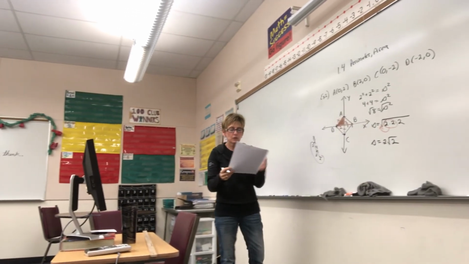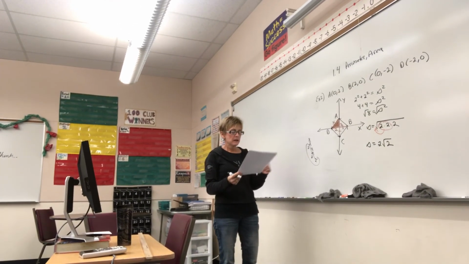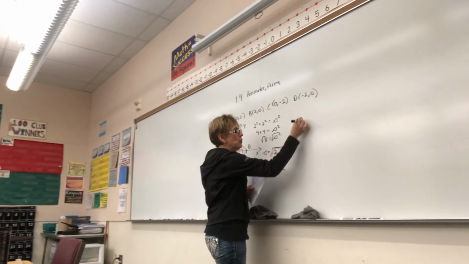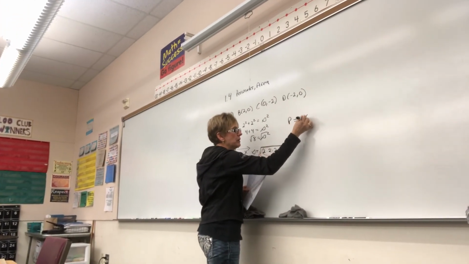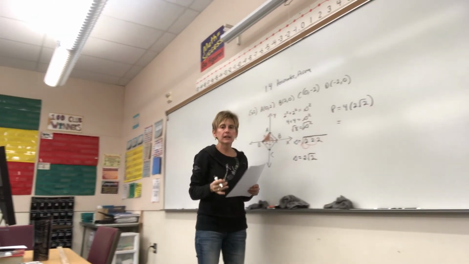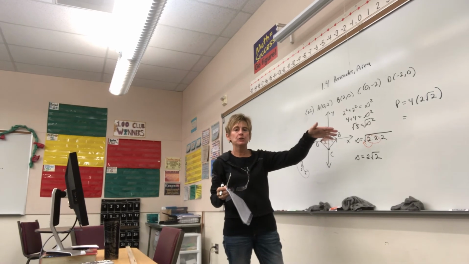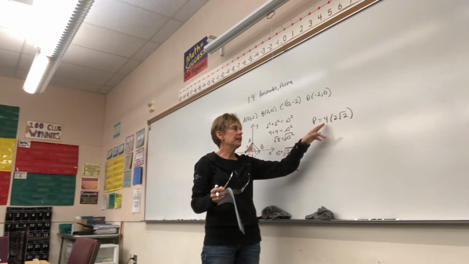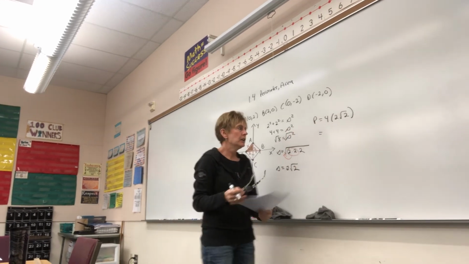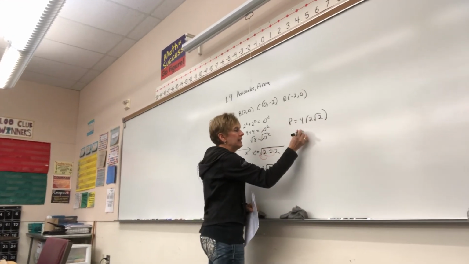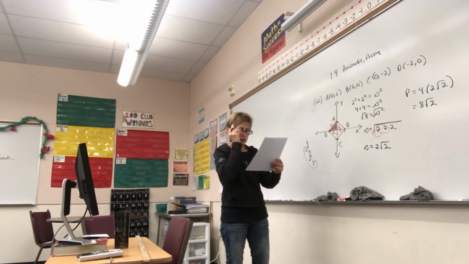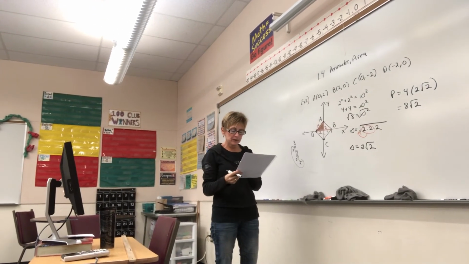Of course, that is just one side. So to find the perimeter, we are going to take 4 times that. So 4 times 2 radical 2. Now, a lot of students get confused when multiplying in this kind of a situation. You don't have to take the 4 times both of these numbers. You can just go from left to right. So 4 times 2 is 8, and 8 times radical 2 is 8 radical 2. So that would be your perimeter.